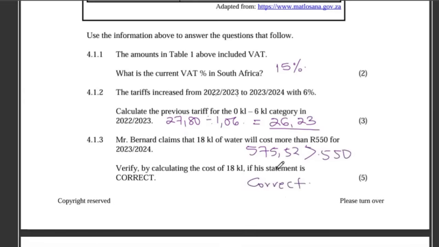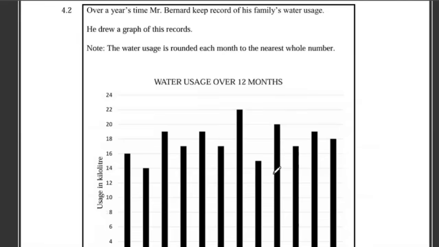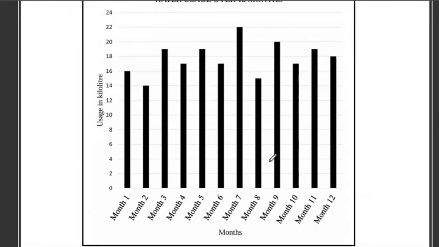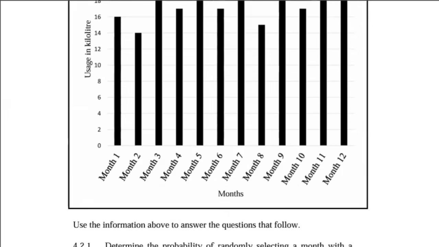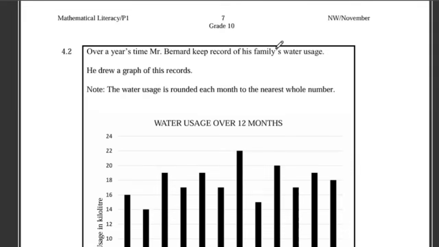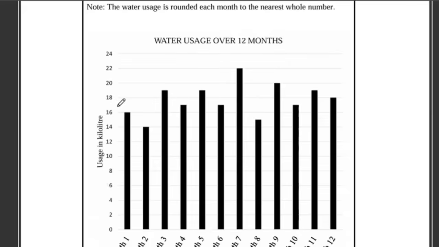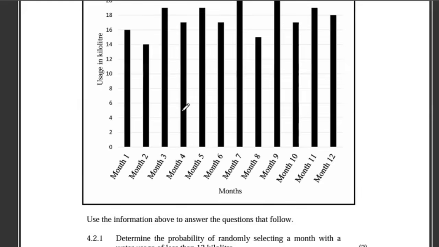Okay, we go down and we see question number 4.2. We have the graphs here. Over a year's time, Mr. Bernard kept a record of his family's water usage. He drew a graph of his record. Note the water usage is rounded each month to a whole number, meaning we don't have 16 and a half or whatever, it has to be a whole number.